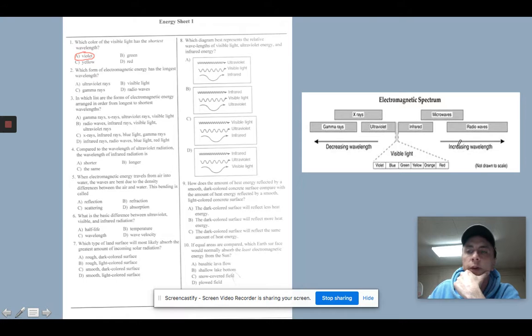Okay, number 2, the energy has the longest wavelength. So we're going to go over here. Longest wavelength would just be that way. And that would be radio waves, choice D.